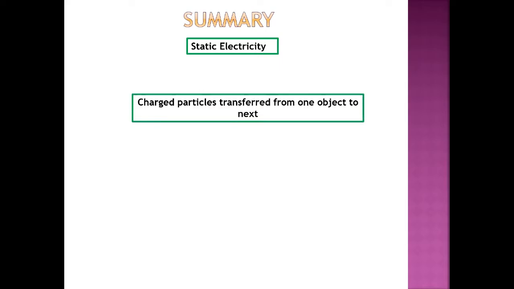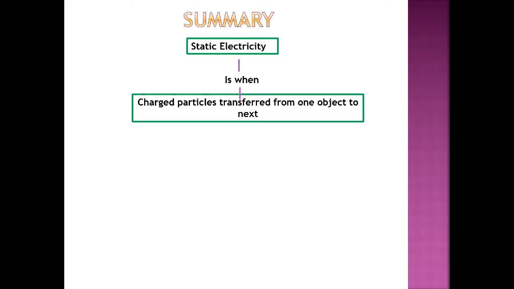Reading the introduction, we know that the section deals with static electricity. But what is static electricity? That should be your next concept. It is when charged particles are transferred from one object to the next. Those two concepts need to be linked with a linking word or linking words. So static electricity is when charged particles are transferred from one object to the next.